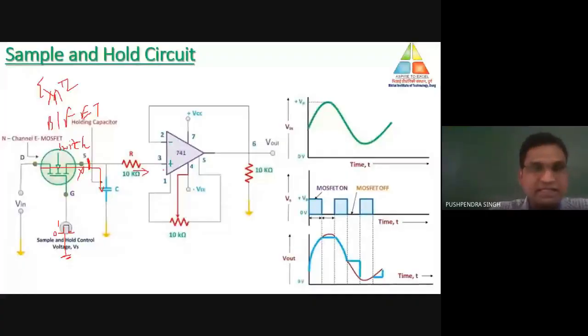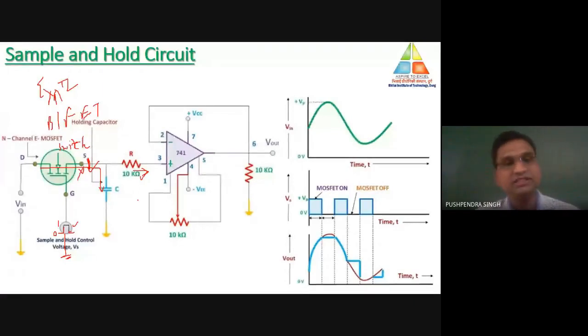Now, what will the capacitor do? There is no path for the discharging of the capacitor. Why? Because here also it is an input. The capacitor will try to discharge current, but due to high impedance on both sides, here it is open circuited, here it is infinite impedance. Due to that, the capacitor will not be able to discharge any current, and the capacitor will hold the charges.